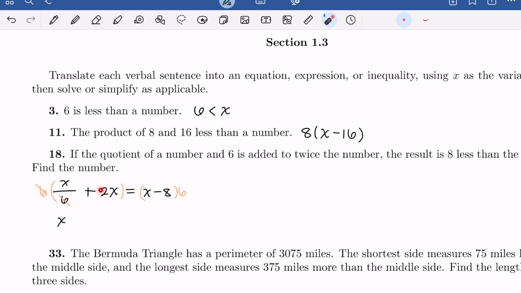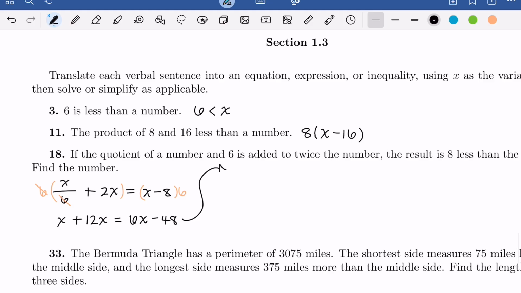So the 6 is also multiplying this 2x, so we're going to have a 12x there. And then on the right-hand side, this 6 is multiplying this x, so we're going to have 6x, and it's also multiplying this negative 8. So we're going to have 6 times negative 8, which gives us negative 48.